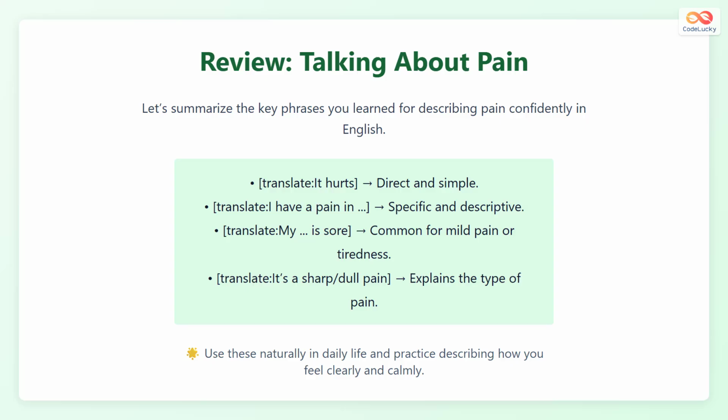Let's review what you have learned. You can say, "It hurts" for simple, direct pain. You can say, "I have a pain in" followed by a body part to be more specific. You can say, "My body part is sore" for mild muscle pain or tiredness. You can say, "It is a sharp or dull pain" to describe what kind of pain it is. Practice these phrases often so you can explain how you feel clearly and naturally.